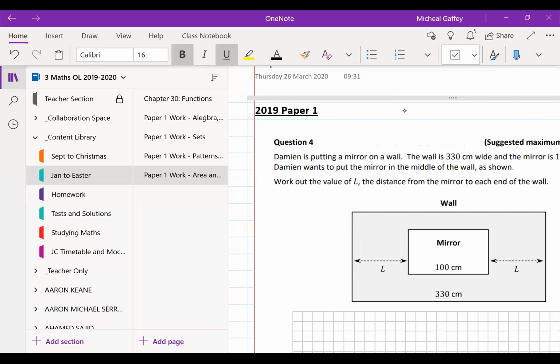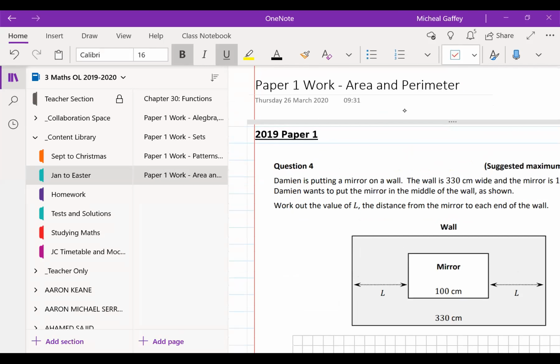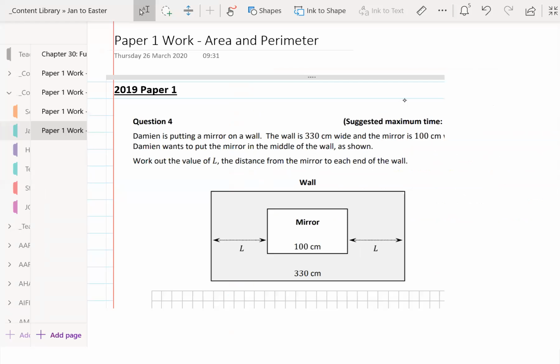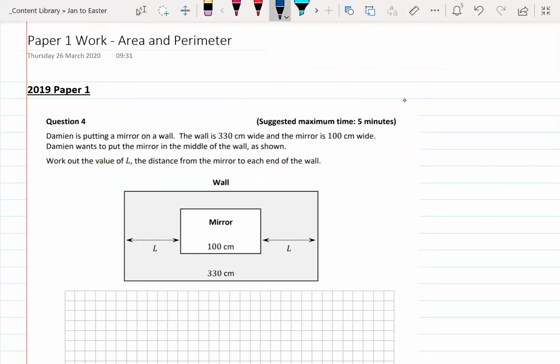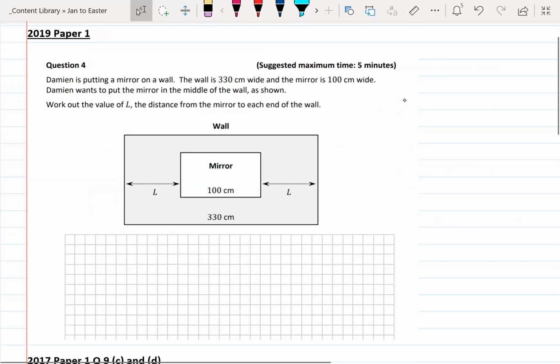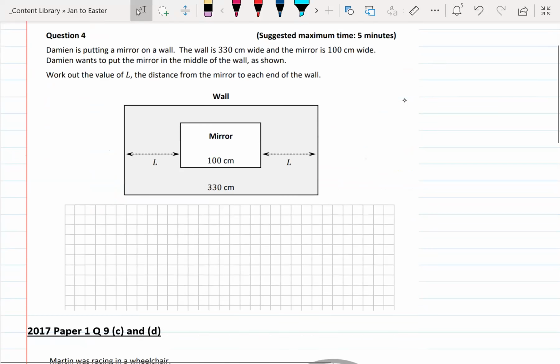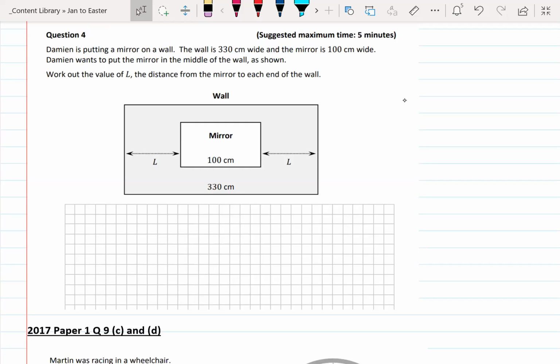Paper 1 work, area and perimeter. This is the last thing we have to do really on paper 1, last revision we're doing, okay? For now, anyway. Question 4, Damien is putting up a mirror on a wall. The wall is 330 centimeters wide and the mirror is 100 centimeters wide. Damien wants to put the mirror in the middle of the wall as shown. Work out the value of L and the distance from the mirror to each end.